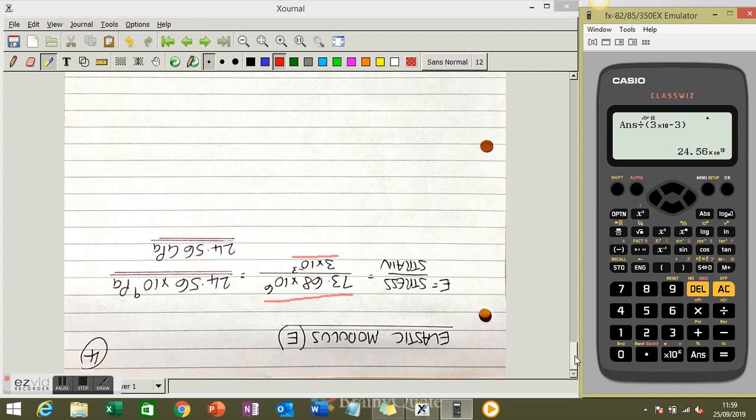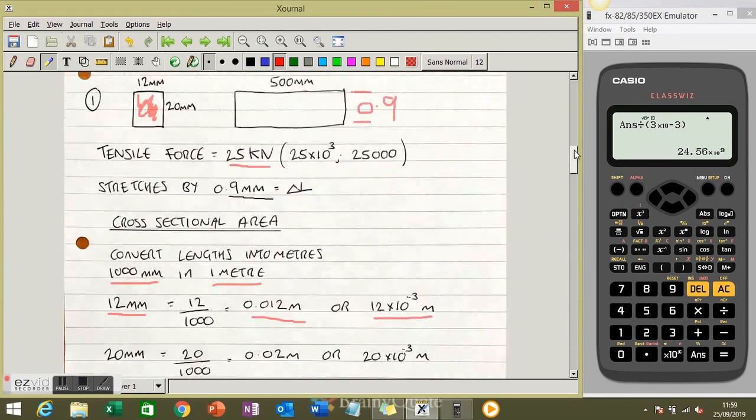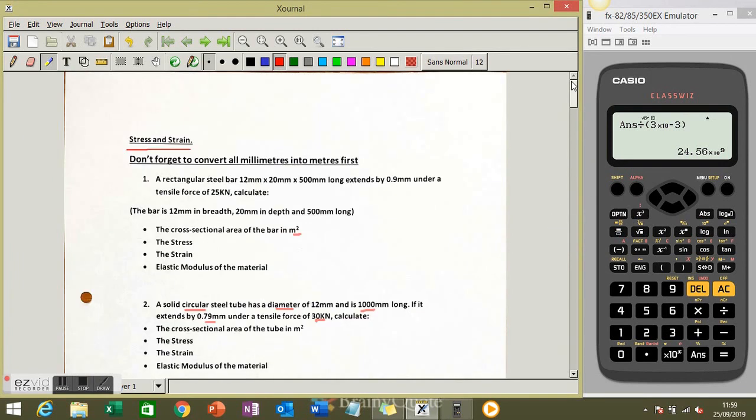So 3 questions, all on the same thing really: stress, strain, and Young's modulus. Make sure you get everything into meters. Don't forget with strain, as long as the strain is in the same units, doesn't really matter. But when you're doing stress, make sure everything's in meters squared, because the SI unit of length is really meters squared.